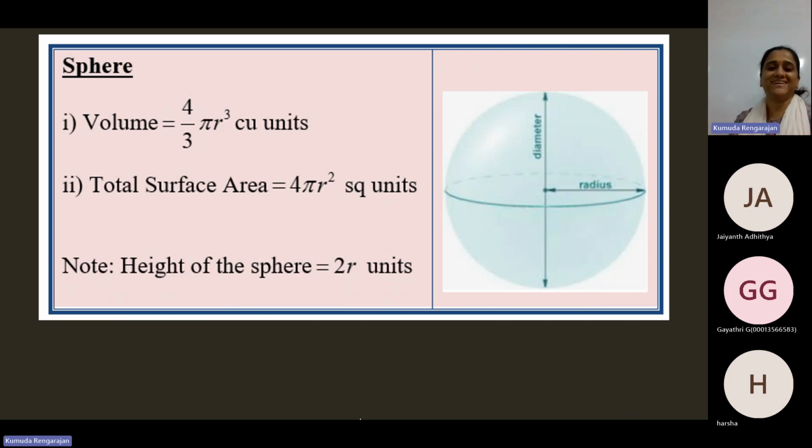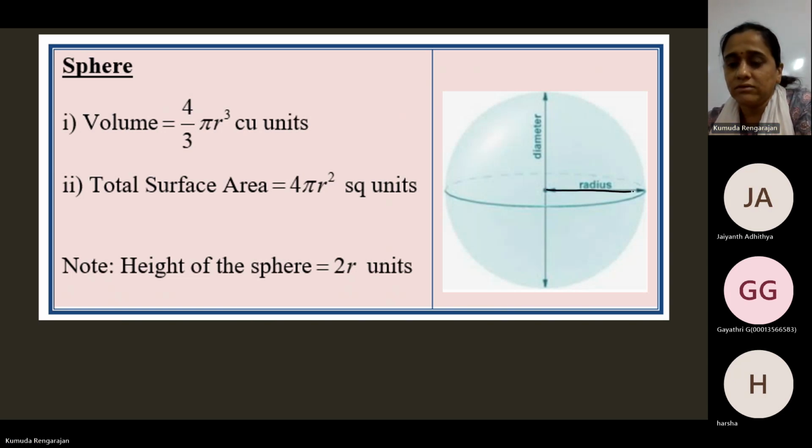Okay, sphere. Volume of a sphere. Anything spherical is a sphere. Volume is 4 by 3 pi r cubed cubic units. So in a sphere, its height is equal to twice the radius.